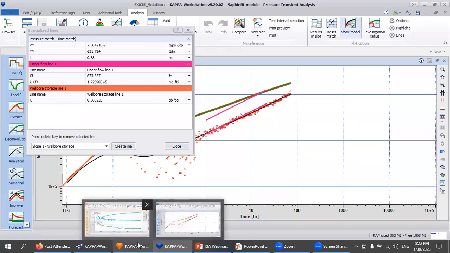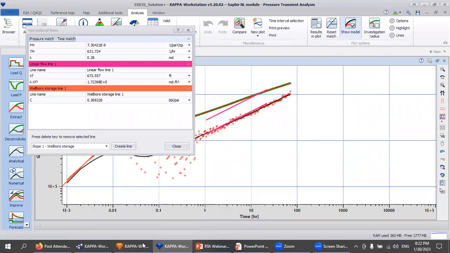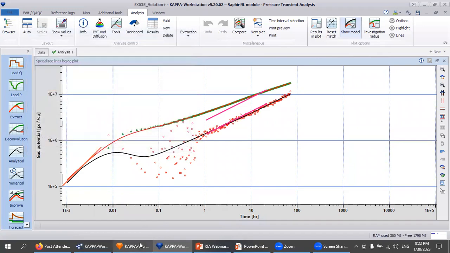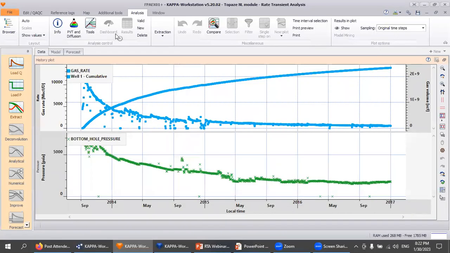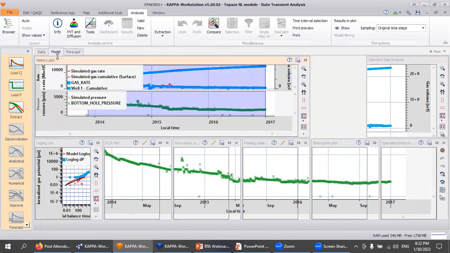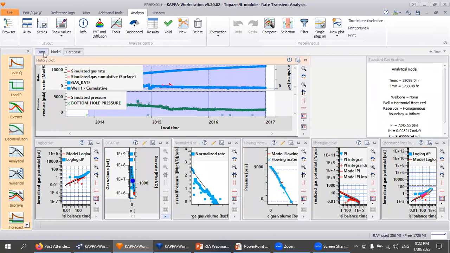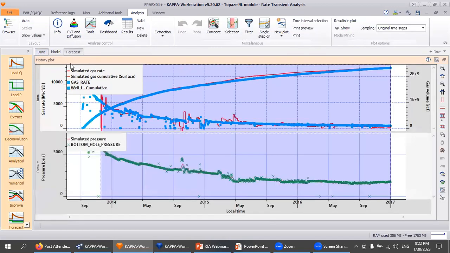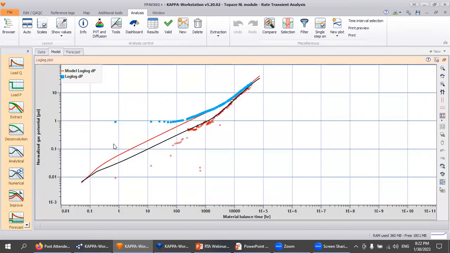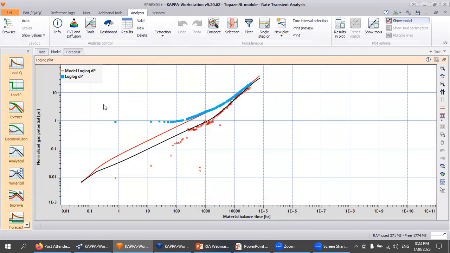So this is simply and very quickly how this works using PTA, but if you go to RTA using capital S, as you can see, this is the raw data, gas rate and pressure against time, and this is the cumulative production. Similarly, without going through the QC of data, these are the analysis tools available in Tobaz, as you can see, for RTA.